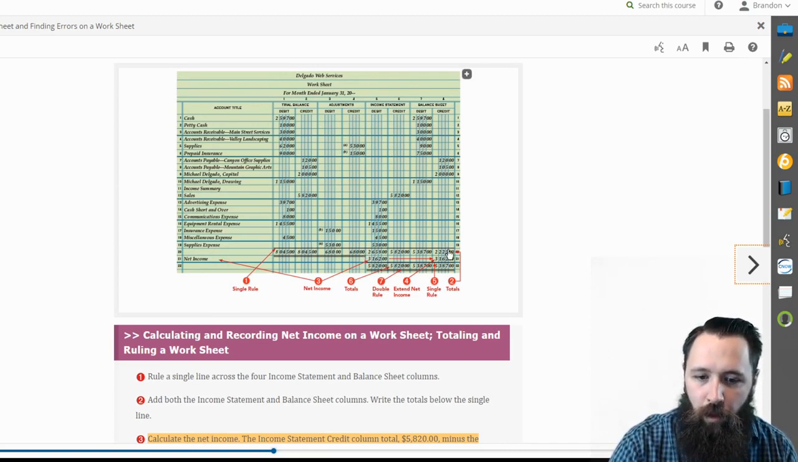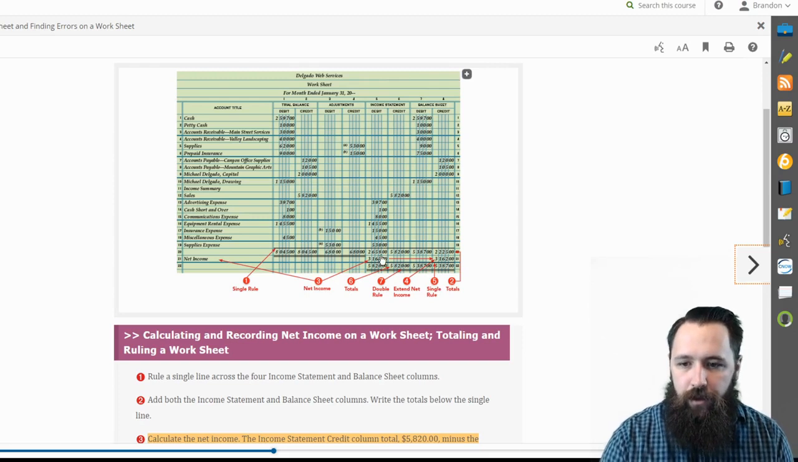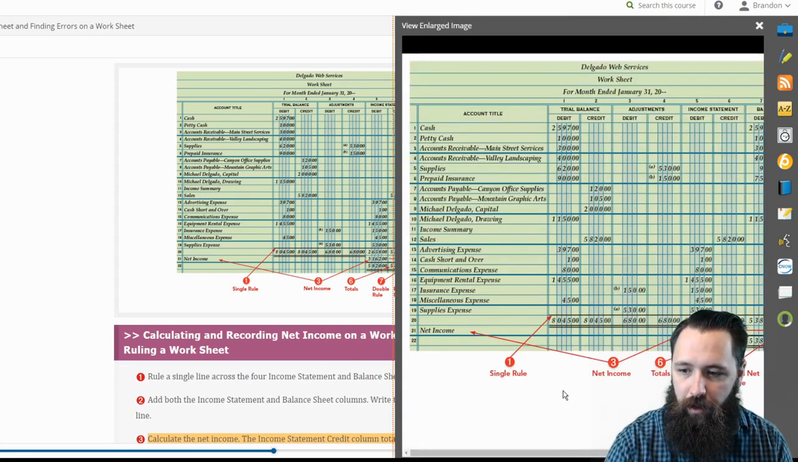And what are we going to do? We're going to add the income statement and balance sheet columns, and then we're just going to write the totals below it. So here we've added up all of our expenses, and for our income statement in our debit column, we've added up. I'll bring this up a little larger.